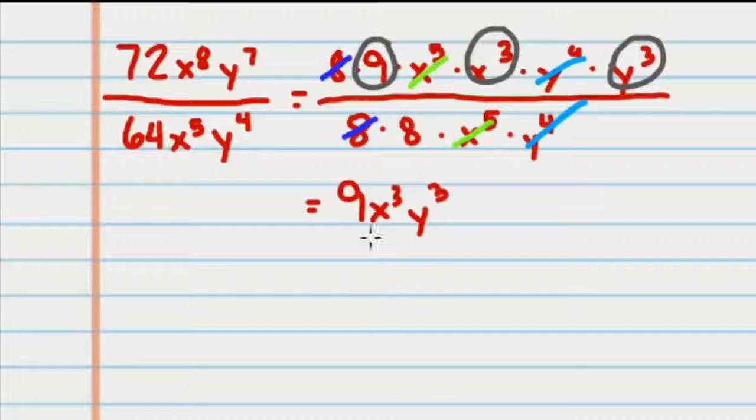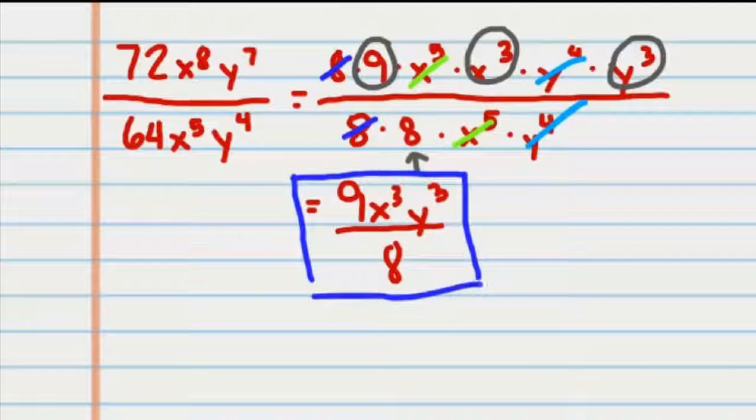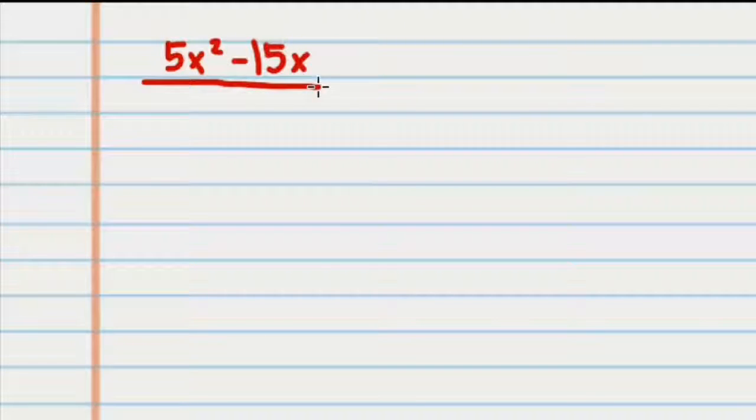Now let's move on to our last example. So let us try this one. 5x squared minus 15x divided by 8x minus 24. So in the denominator, we can take out the GCF, the greatest common factor, which is 8. 8x divided by 8 is x. Negative 24 divided by 8 is negative 3.